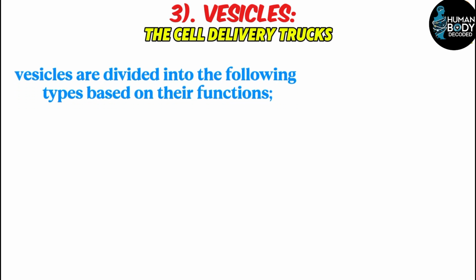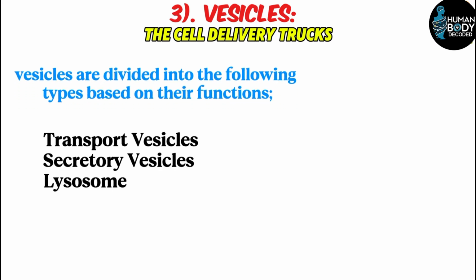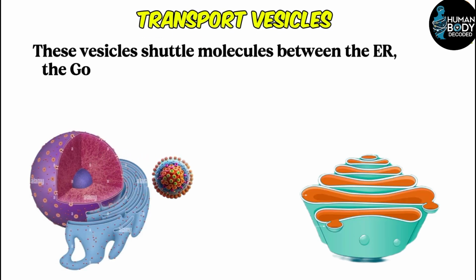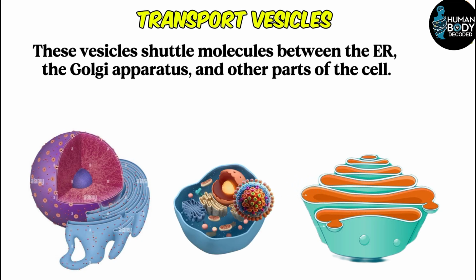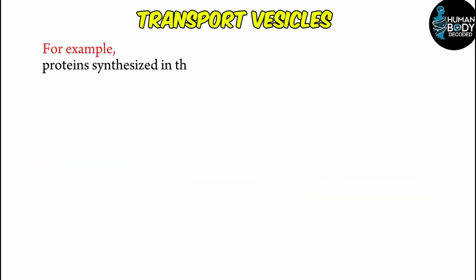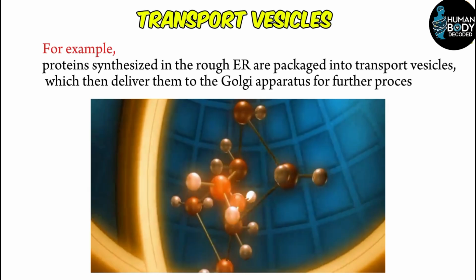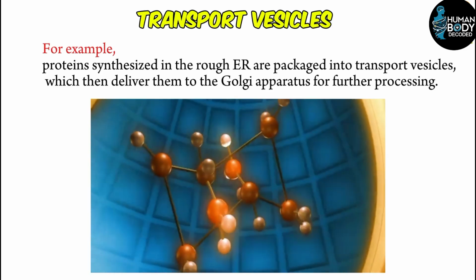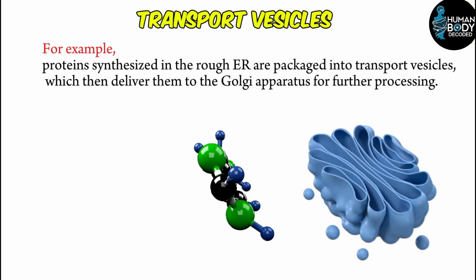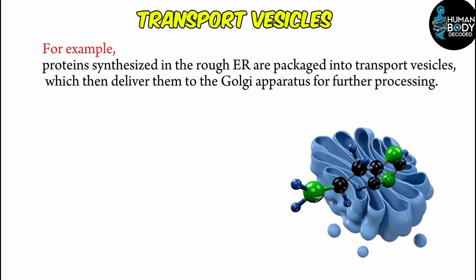Vesicles can be categorized into different types based on their function. Transport vesicles. These vesicles shuttle molecules between the ER, the Golgi apparatus, and other parts of the cell. For example, proteins synthesized in the rough ER are packaged into transport vesicles, which then deliver them to the Golgi apparatus for further processing. Secretory vesicles.